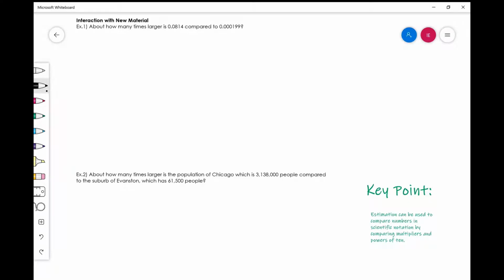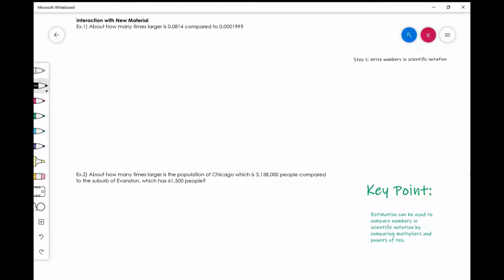So our interaction with new material says, for example 1, about how many times larger is 0.0814 compared to 0.000199. Let's remember that our key point tells us estimation can be used to compare numbers in scientific notation by comparing multipliers and powers of 10. So what should our first step be when we're comparing our two numbers?